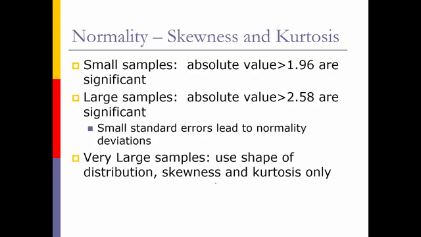Now, the problem is, with a very large sample, we can have very small standard errors, and that's going to lead to major normality violations. So the larger the sample you get, the more potential you're going to have absolute values of your z-score for skewness and kurtosis greater than the limits. And that's why when you have very, very large samples, you should really just use the shape of the distribution and look at the probability or the quartile plots.